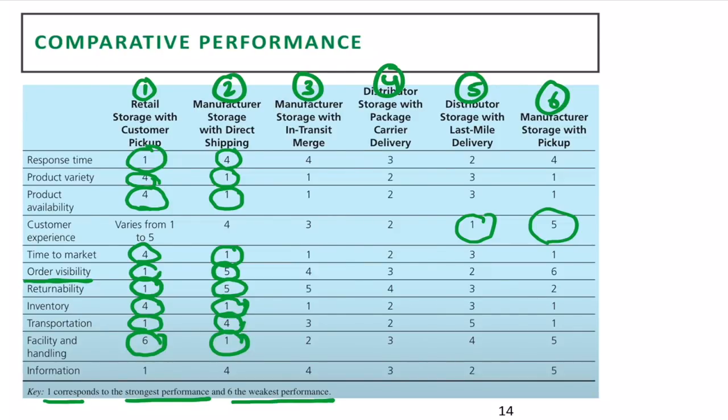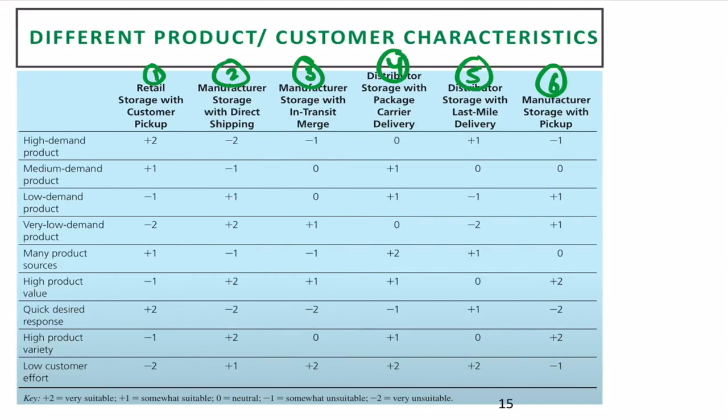Retail storage with customer pickup, so in terms of information related cost, performance is very strong. And manufacturing storage with direct shipping, so that is not as strong. So in this matrix, +2 means very suitable, and 0 is neutral, and -2 means very unsuitable.